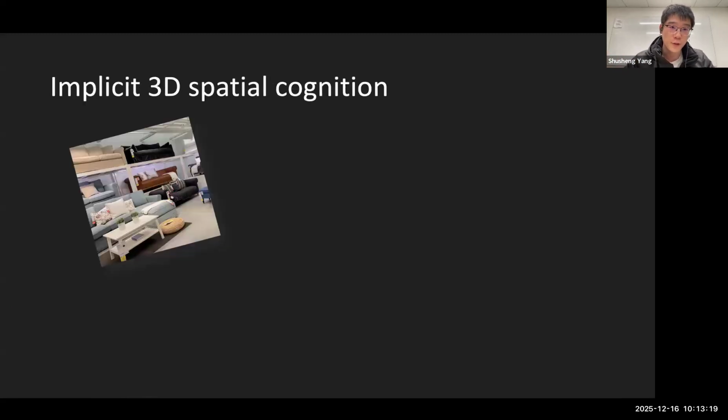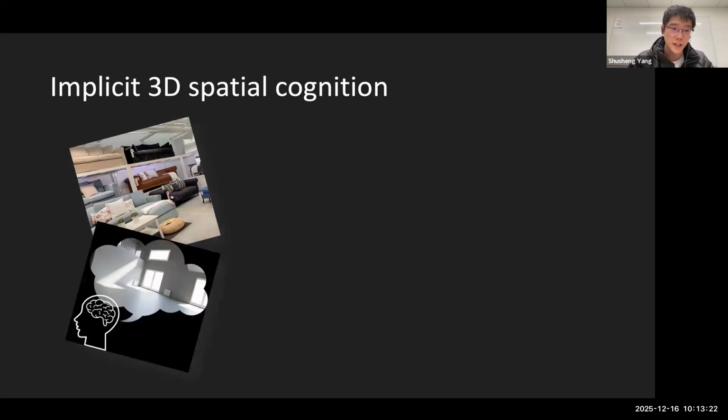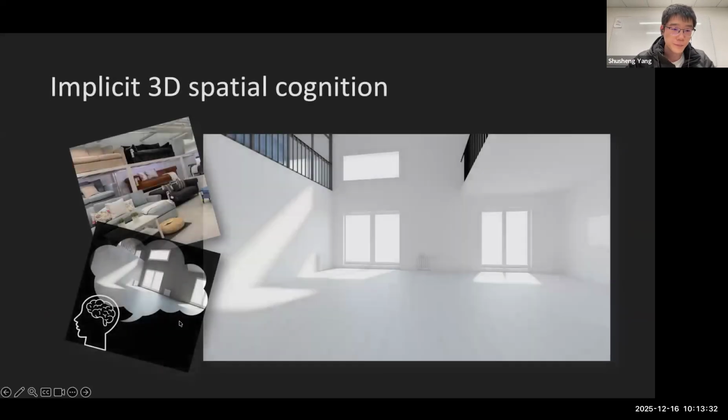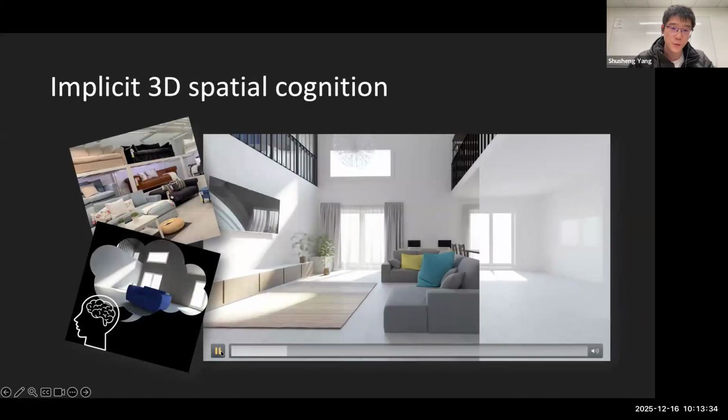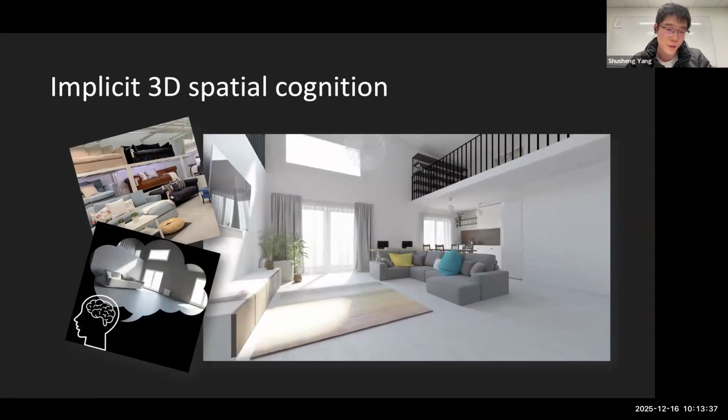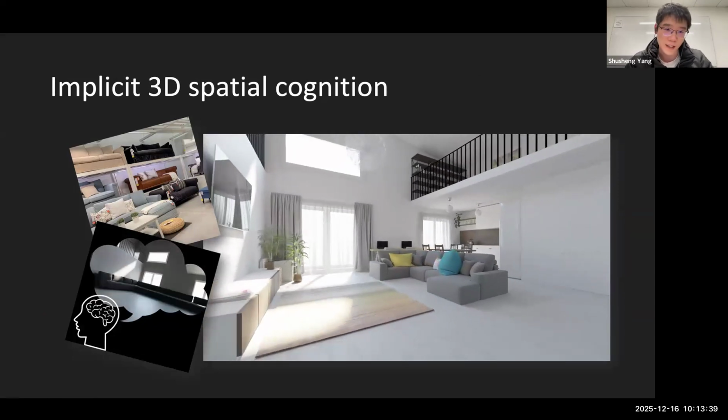One example of this 3D spatial cognition is imagining you want to shop for furniture like a sofa for your house. You will not only directly measure the size of your own apartment. One thing humans can do is imagine, okay, how does it look if this sofa is placed in my living room? This is a human's internal spatial cognition.